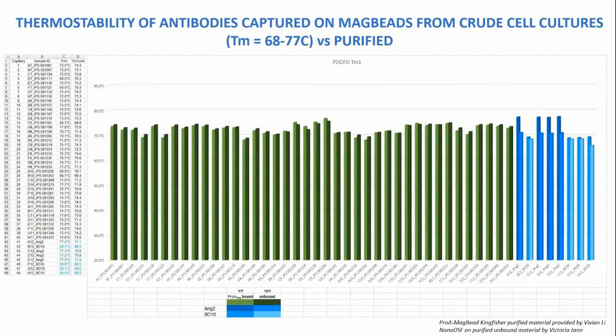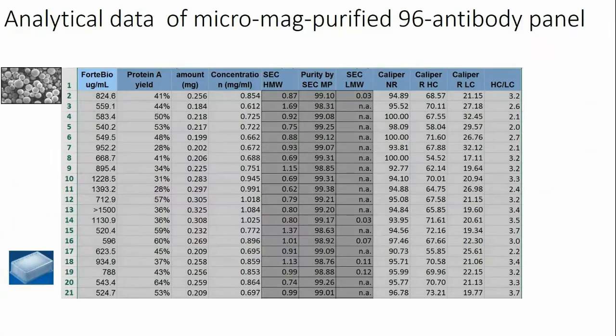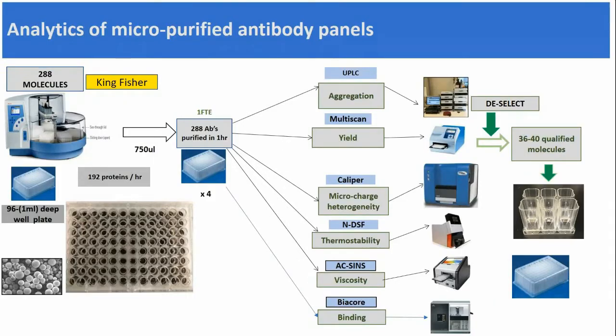So these are the results of the molecules after being purified on the Kingfisher, and they were done side by side with the standard. These molecules were done on the Thermo Fisher, and then we had another system which we used to purify the same proteins with column purification methods. So these are the results showing the caliper analysis of the molecules which were purified from the Kingfisher. Overall, the quality was very good. The exclusion data, you can see it was around 98%, and the caliper showed very much single bands. So now, what are we doing with all these 96 molecules, 192 molecules per hour?